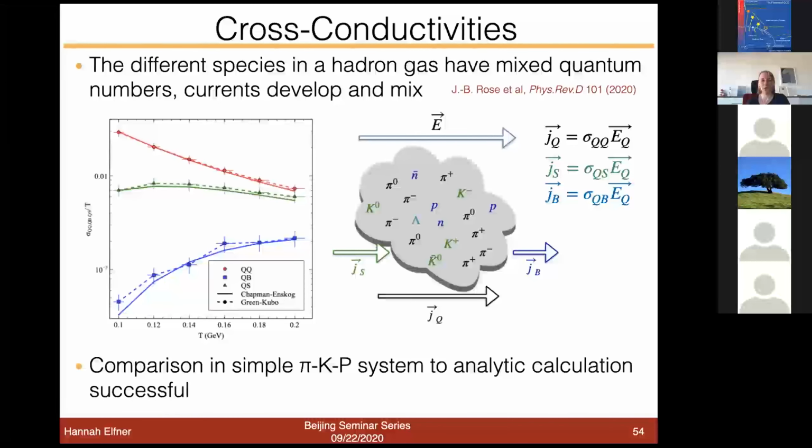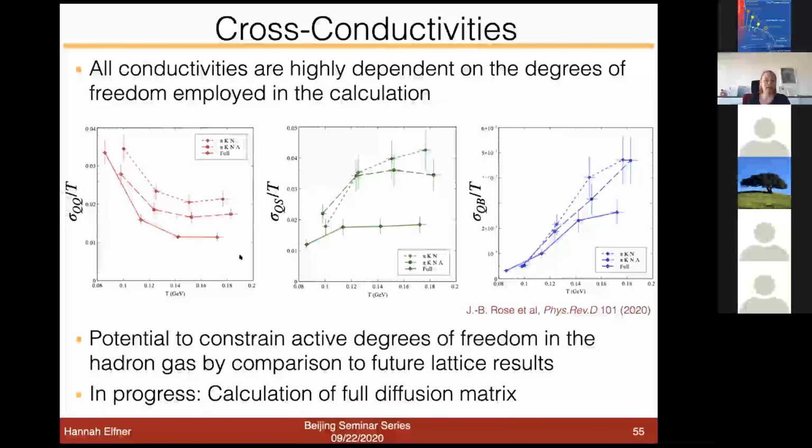And this is the final result for the full hadron gas for the temperature dependence of these three different quantities. Without going into too much detail, because time is running out, let me just mention that these conductivities, as one probably could have guessed, are very sensitive to the degrees of freedom in the calculation. Our idea is now, if you could calculate these coefficients on the lattice, for example, and then match which of these curves matches best what the lattice would predict, one can actually get some idea of the degrees of freedom of your hadron gas.